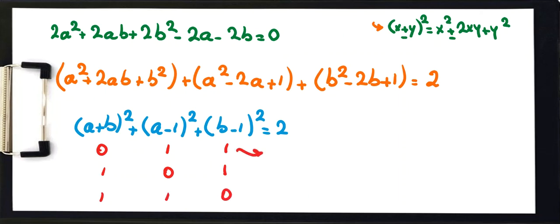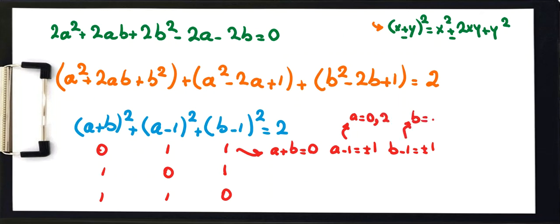From the first case, a plus b is 0, a minus 1 is plus or minus 1, b minus 1 is plus or minus 1. So if we want to check from here, a will be 1 plus 1, 2, or 0, so 0 or 2. In this case, b is also 0 or 2. A plus b is 0, so the only possible case for this one is a equals b equals 0. So that is the first case.